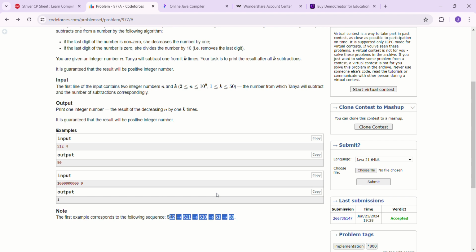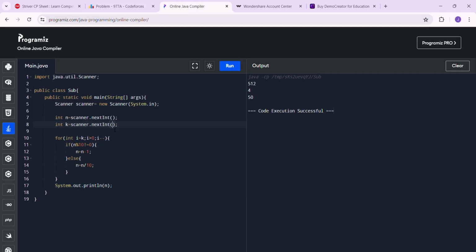Now let's try to write the code. Here I have already written code for you. Here I have taken both the inputs k and n, and I iterated through k number of times, since I need to reduce the integer n.